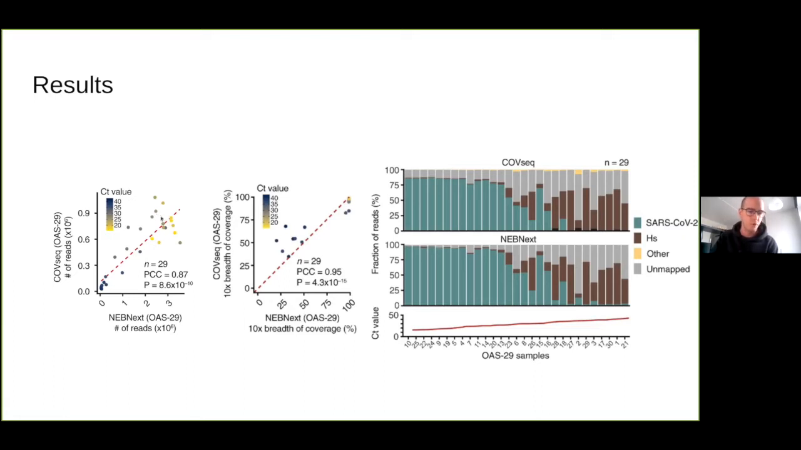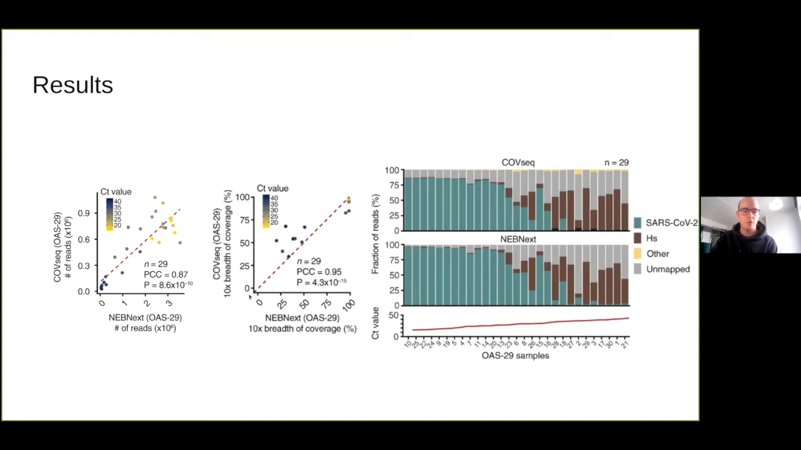The CT value basically gives you information about how much SARS-CoV-2 RNA is in your sample. So a high CT value means that there was very little RNA in your sample. You can see here that these high CT value samples get very few reads, both in NEBNext and in COVseq.